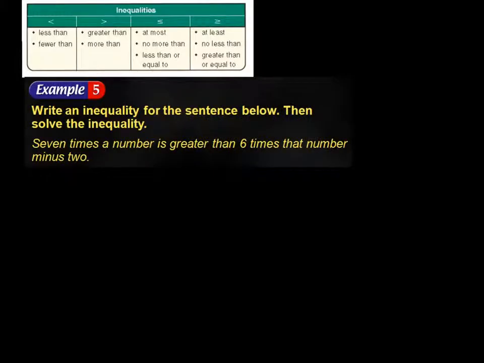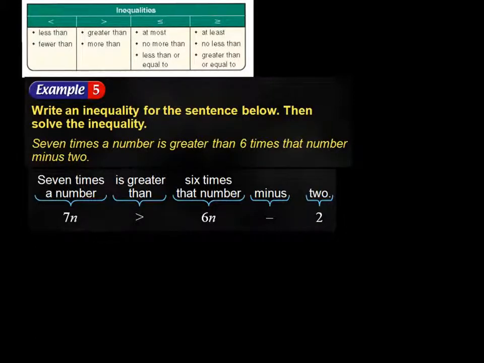Write an inequality for the sentence below, then solve. 7 times a number is greater than 6 times that number minus 2. Here they are breaking it down into the phrases. 7 times the number would write as 7n is greater than, 6 times that number, they wrote 6n, minus 2. So now we get to solve.